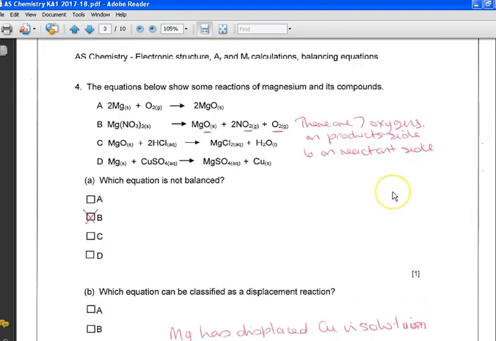Okay, looking at these equations, which one is not balanced? Quick glance through, you can see here we've got 7 oxygens on this side and only 6 on this side. Okay.